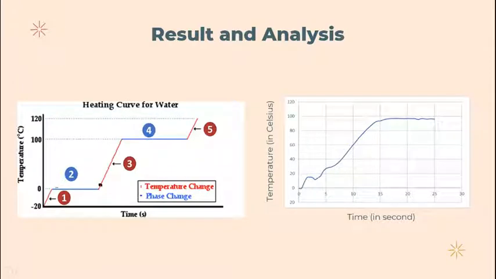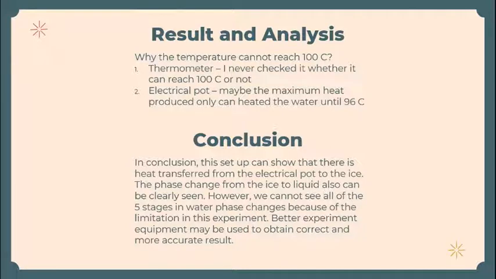In stage 4, the temperature. So if we look at this heating curve for water, in stage 4 the temperature is constant at the water boiling point, which is 100 degrees Celsius. However, in my experiment, the maximum value that I could get is 96 Celsius. I have several guesses why this could happen. The first one is because of the temperature.